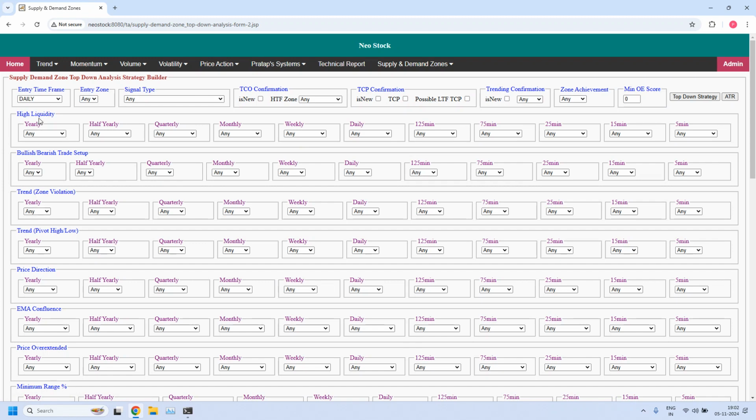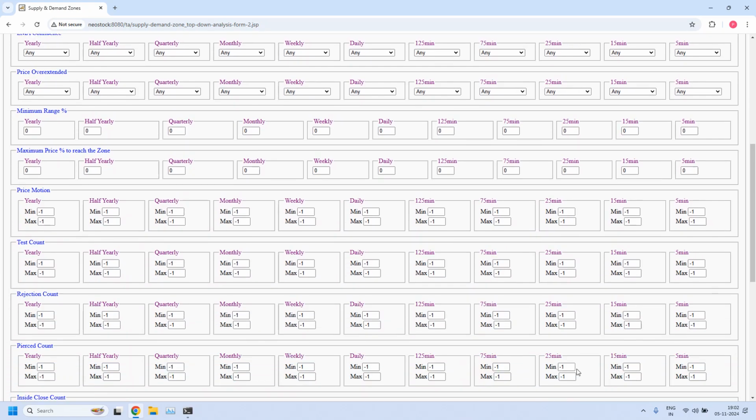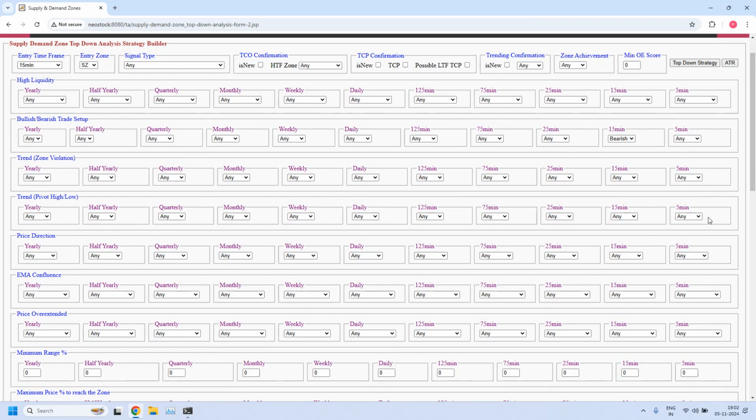Next, bearish trade setup for daily income trade. Entry time frame is 15 minutes. Entry zone is supply zone. In bullish or bearish trade setup at 15 minutes, I am selecting bearish. The 15 minute supply zone should not be pierced. So in the pierced count, 15 minutes time frame, I am setting minimum value 0, maximum value 0.